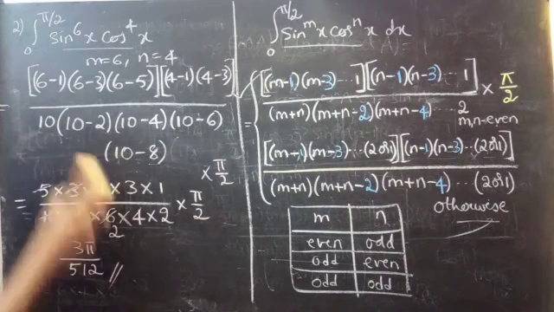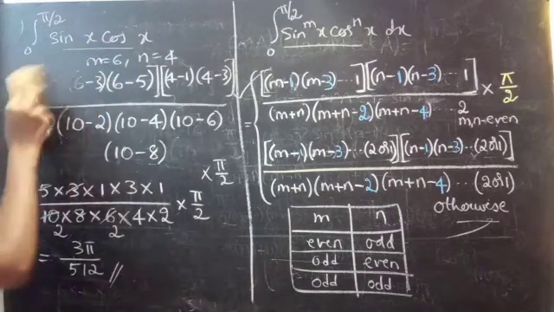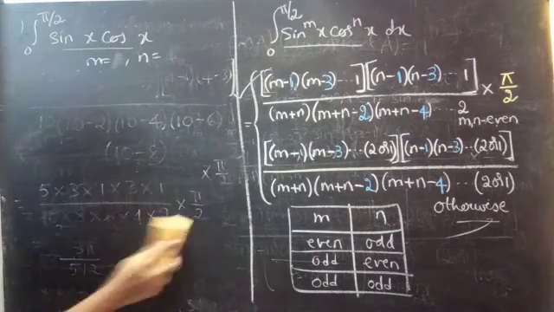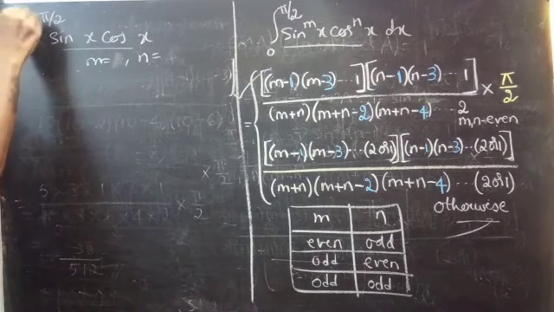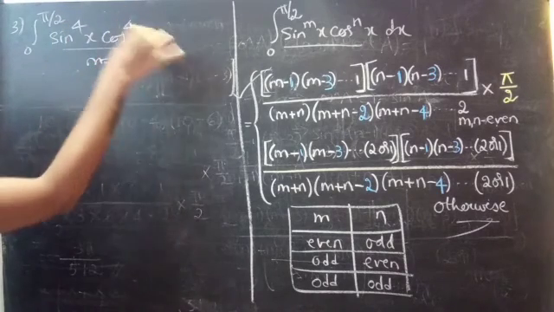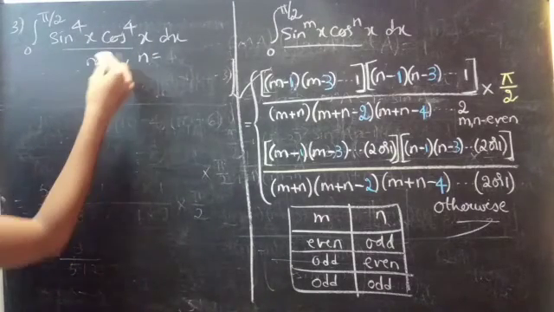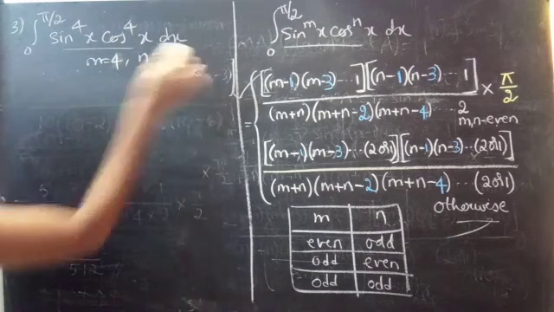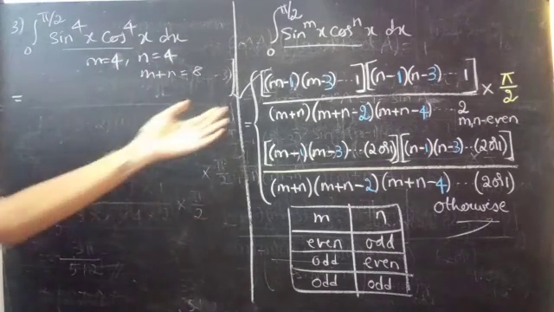Next, third problem. Integral from 0 to pi sine power 4x into cos power 4x dx. Again, compare with these two. So you'll get m equals to 4 and n equals to 4. m plus n is 8. So again, you're having even numbers. Both are even, so again you'll use the first formula.